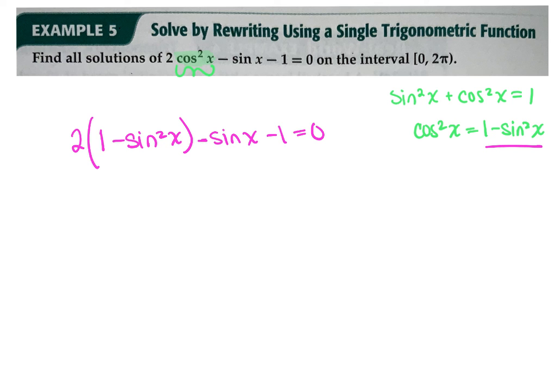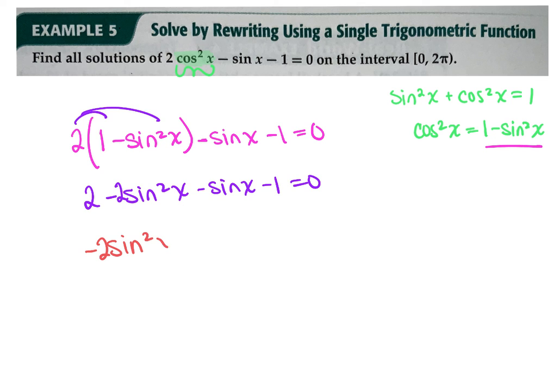All right, and then we're just simplifying here, okay? I'm going to distribute, so I have 2 minus sine squared of x minus sine of x minus 1 equals 0. I can combine that 2 and that minus 1, right? Oh, we got to distribute the 2 here. Negative 2 sine squared of x minus the sine of x, and then 2 minus 1 is just 1.